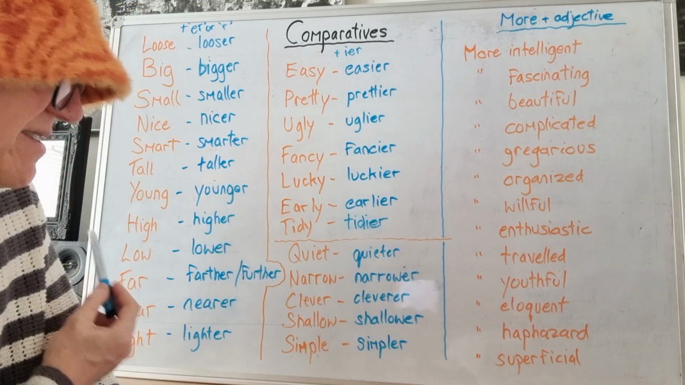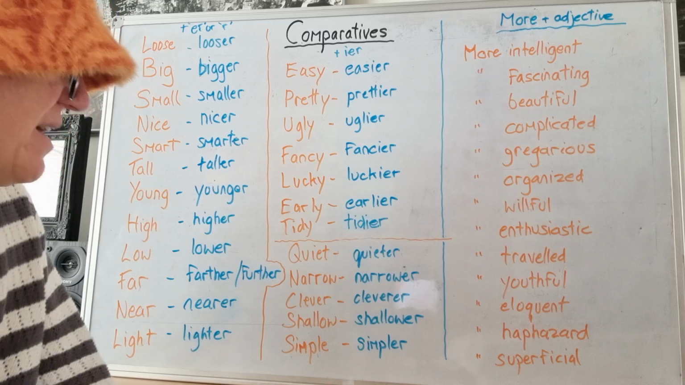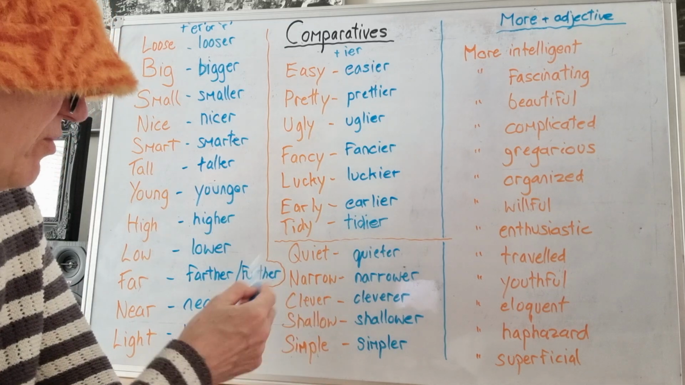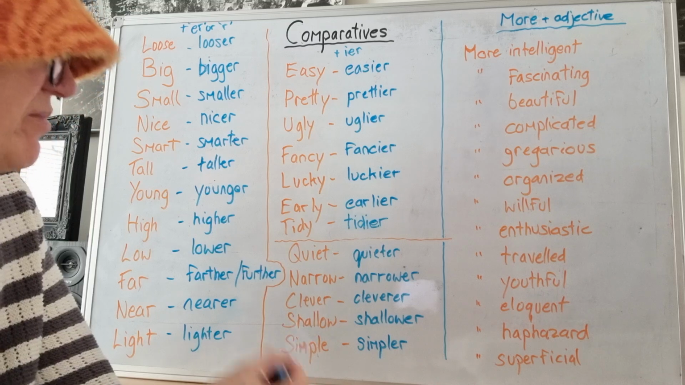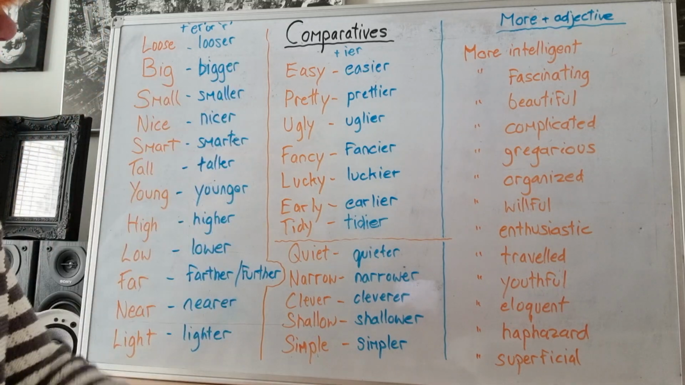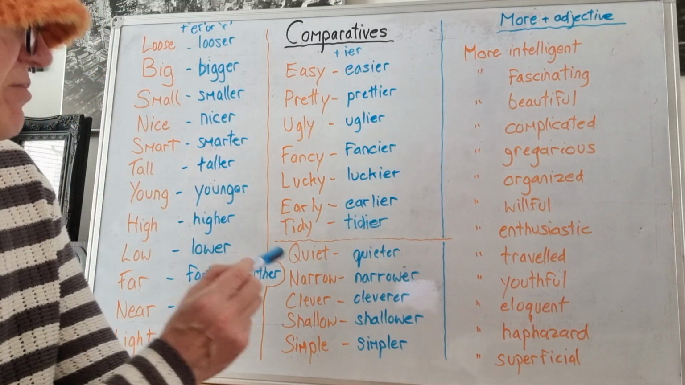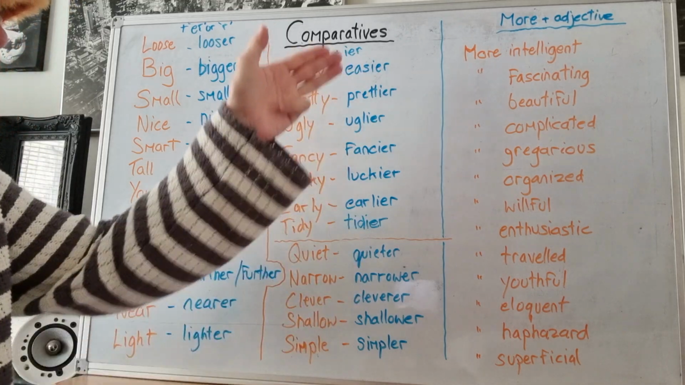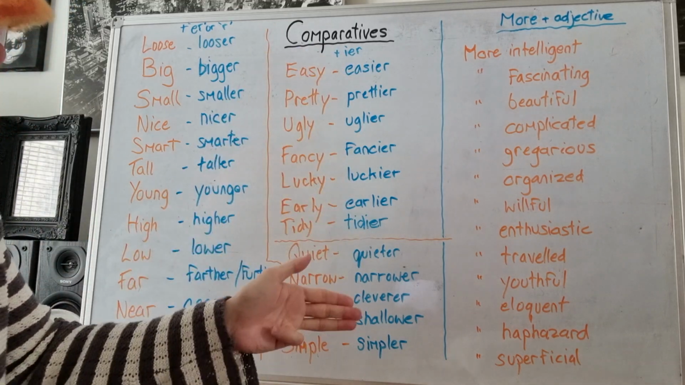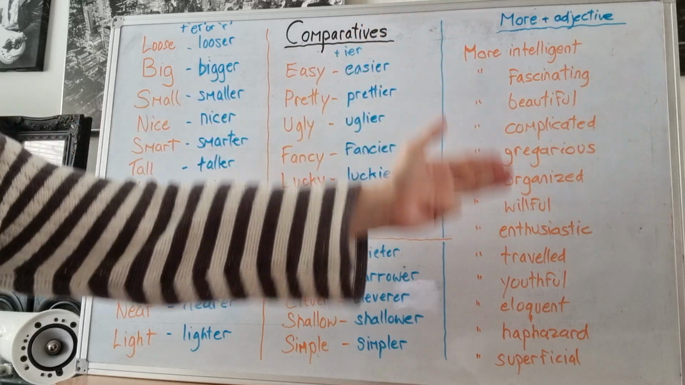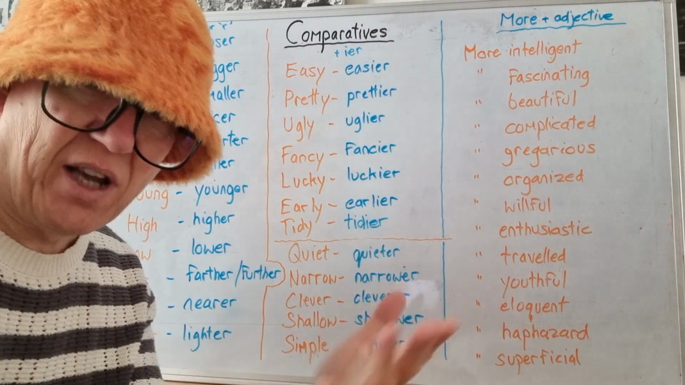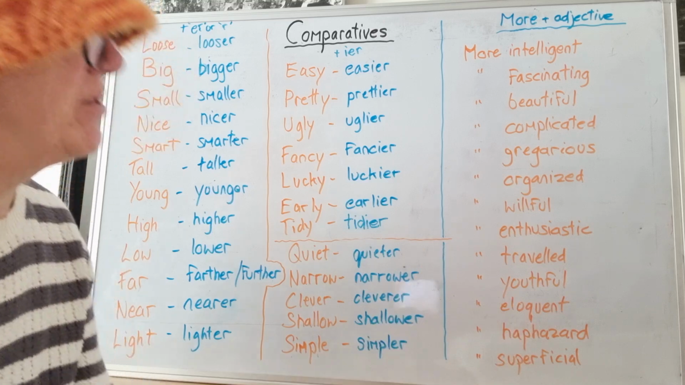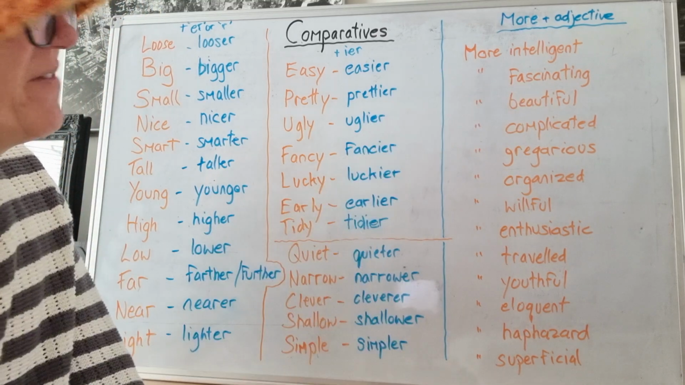So, back to this. Less about my problems. So there you go. Okay, but you could say more quiet, more narrow, more clever, more shallow, more simple. But we really generally don't say that. You can. It's your option. Okay. Now, if it's 2 syllables and it doesn't end with Y, and it's not one of these words, we add more. Okay, so if it's a long adjective, 2 syllables without Y, or 3, 4, 5 syllables, we say more and then the adjective.